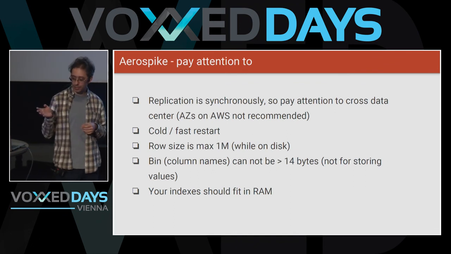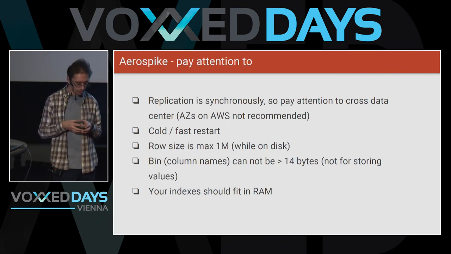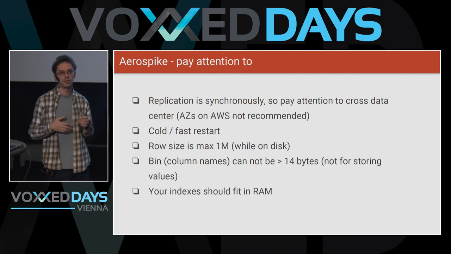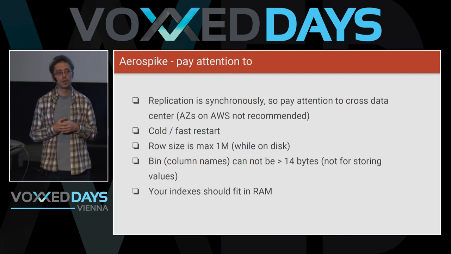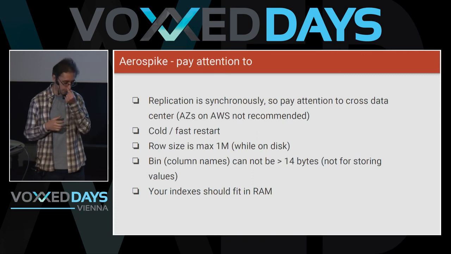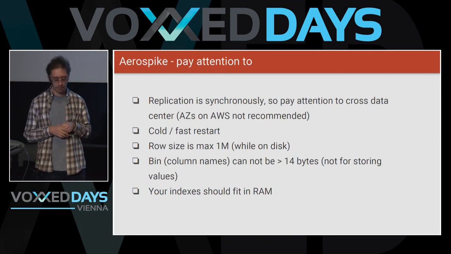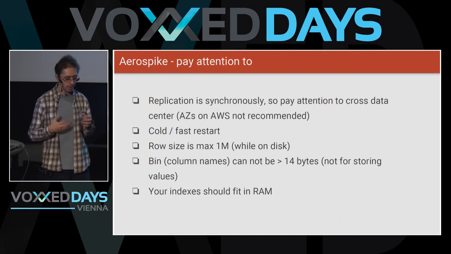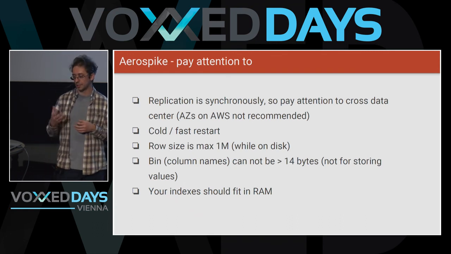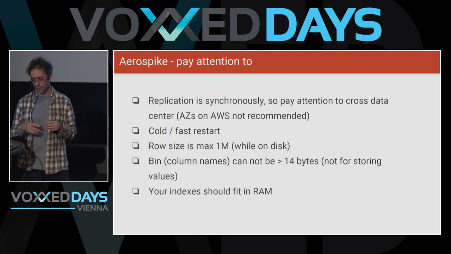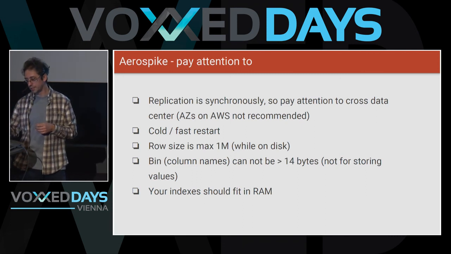There is also a limit here. The row size cannot be more than 1 megabyte, so the sum of all the bins cannot be more than 1 megabyte. This is mainly only when you're using SSD, and it's mainly because of how they query the data to make it faster, and because they're using their own system on the disk. So you need to pay attention.